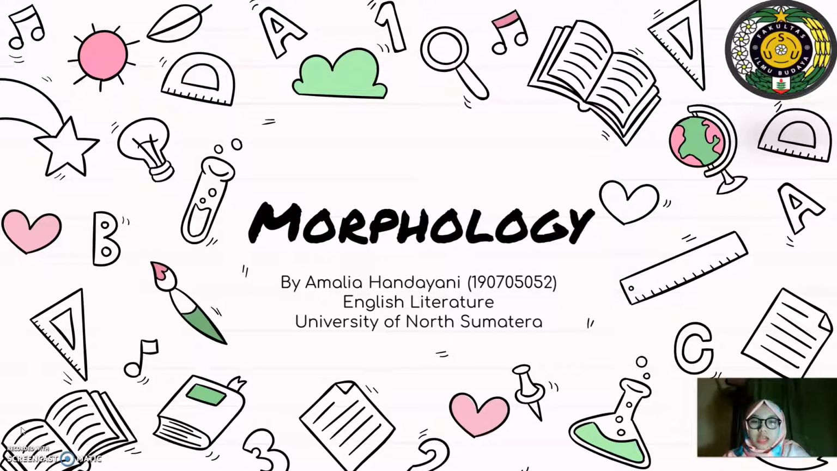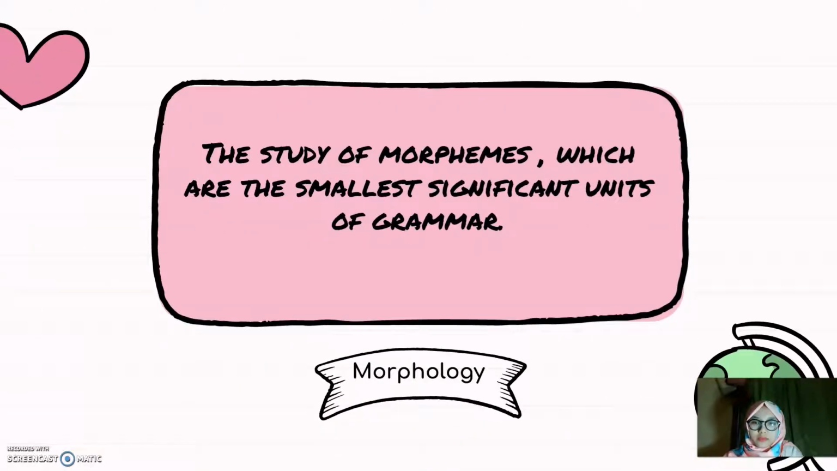So in this video, I will explain about morphology. So what is morphology? Morphology is the study of morphemes, which are the smallest significant units of grammar. Or a systematic study of morphemes, or how morphemes join to form words, is known as morphology.